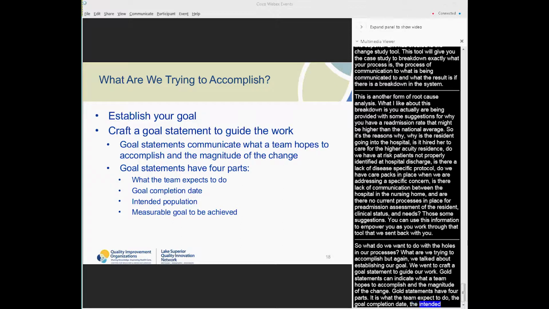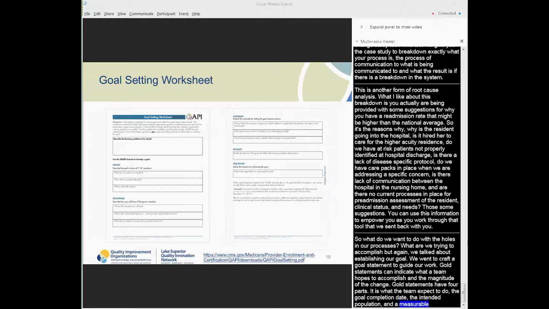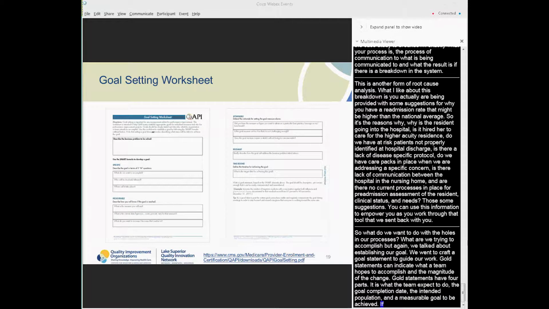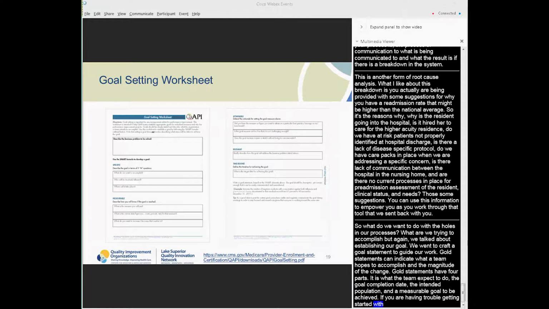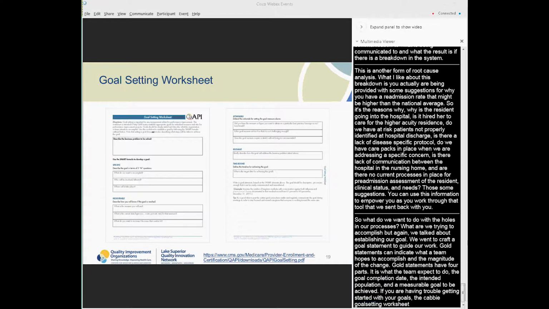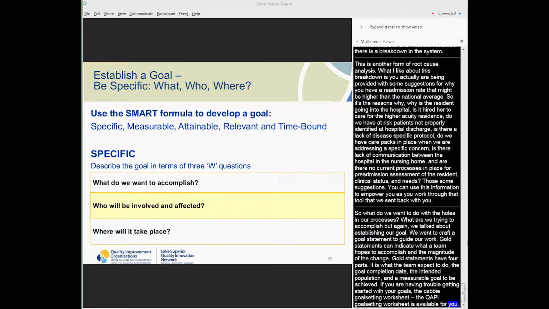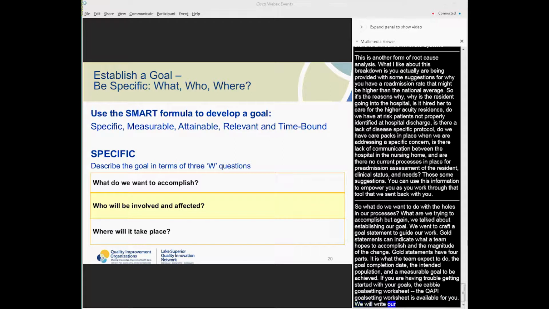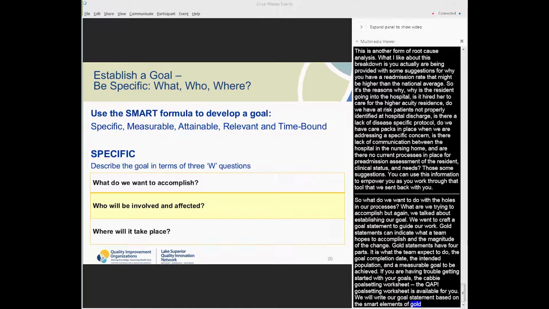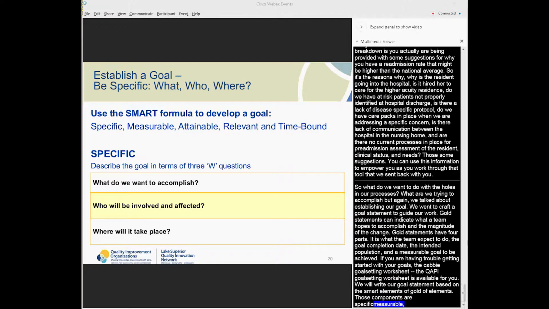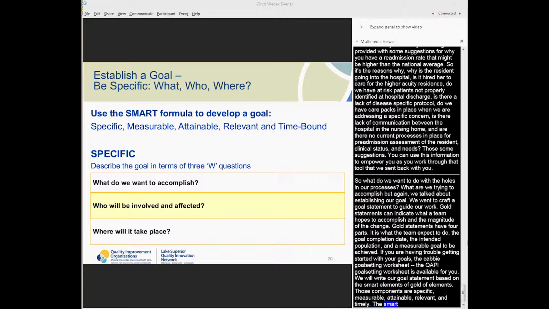If you're having trouble getting started with your goal, the QAPI goal setting worksheet is a useful tool that will help guide that process. And again, this is available for you. So we're going to write our goal statement based on the SMART elements of goal development. Those components are specific, measurable, attainable, relevant, and timely. And the SMART goal that we use should be descriptive, yet concise enough that it's easily communicated and remembered. And again, use that goal worksheet to frame your goal setting.